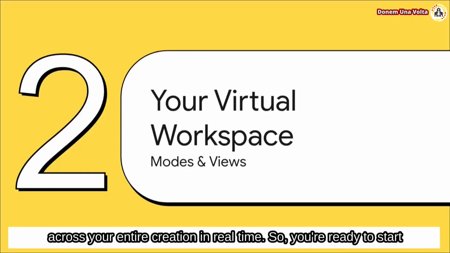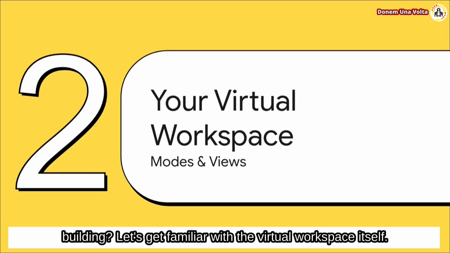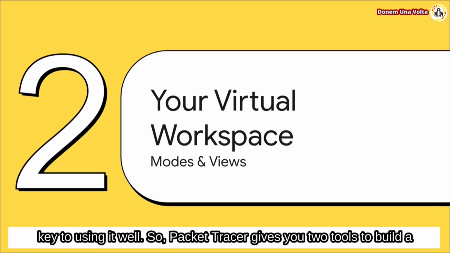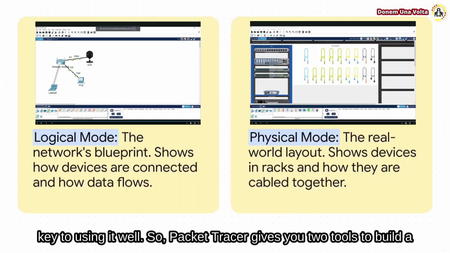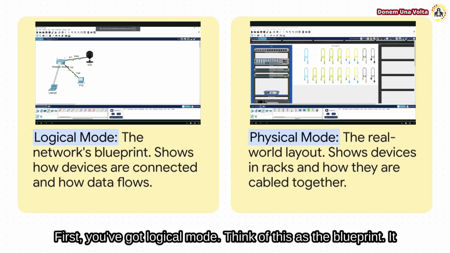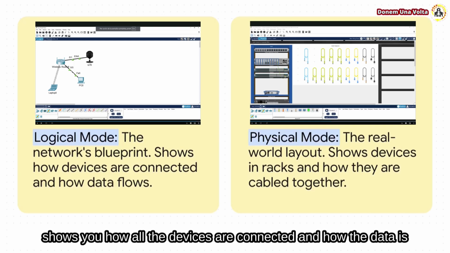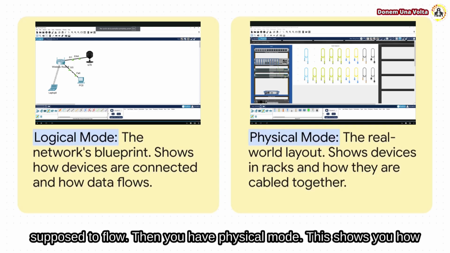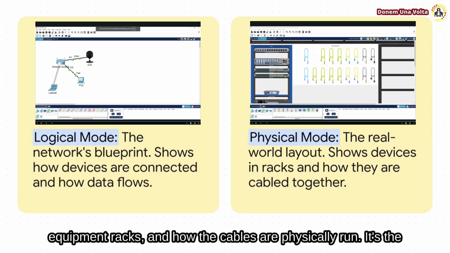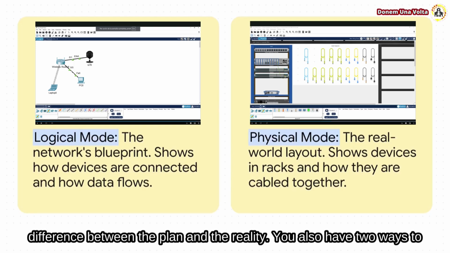So, you're ready to start building? Let's get familiar with the virtual workspace itself, because understanding how Packet Tracer shows you a network is pretty key to using it well. So, Packet Tracer gives you two totally different ways to see your network. First, you've got logical mode. Think of this as the blueprint. It shows you how all the devices are connected and how the data is supposed to flow. Then you have physical mode. This shows you how those devices are actually laid out in a room, how they're mounted in equipment racks, and how the cables are physically run. It's the difference between the plan and the reality.